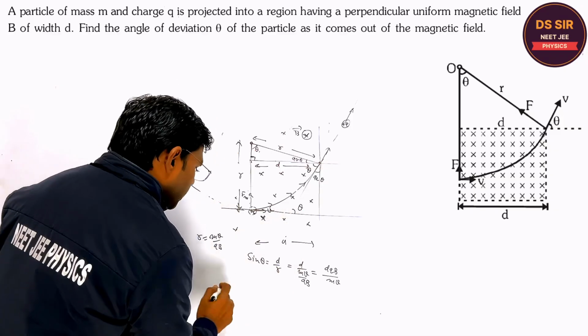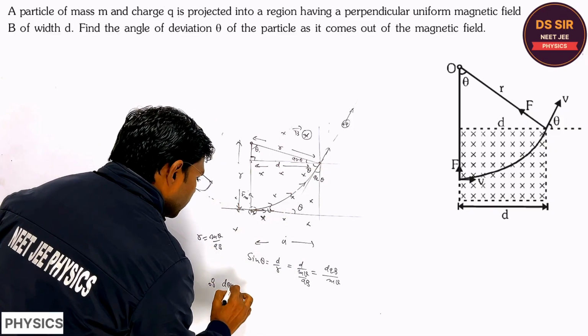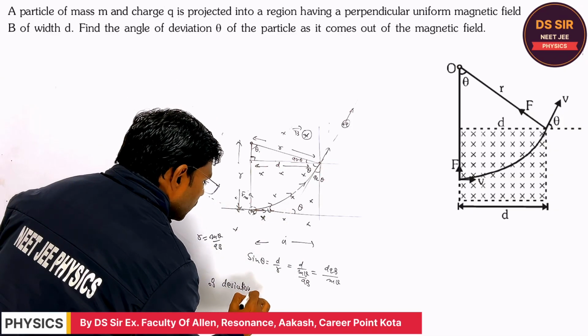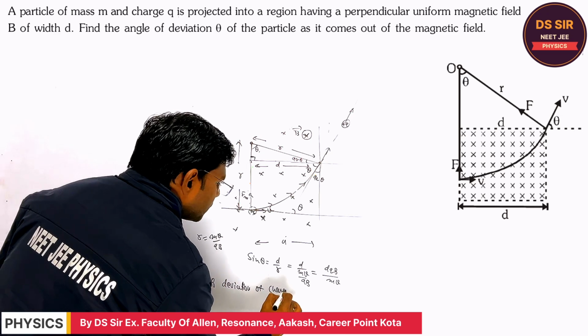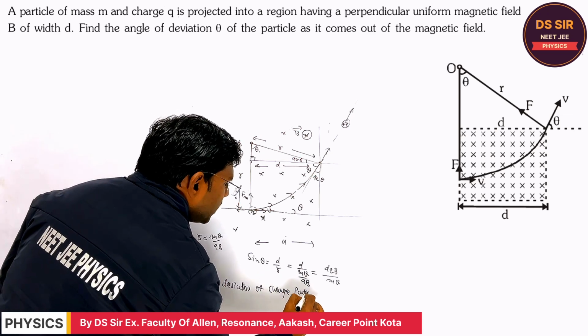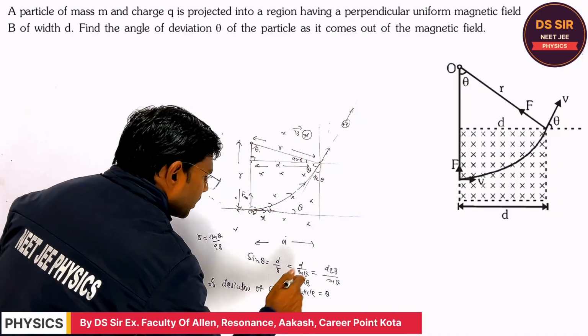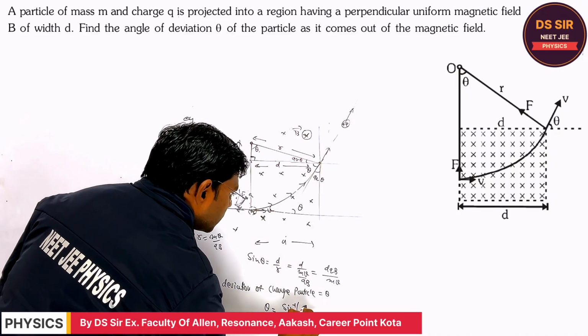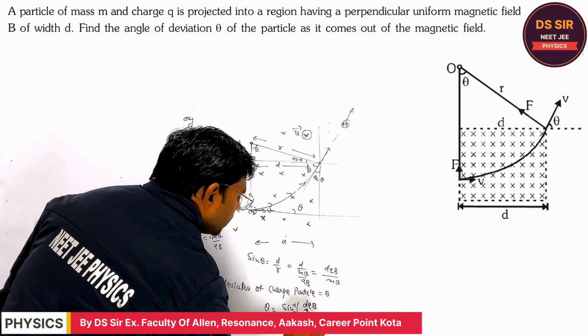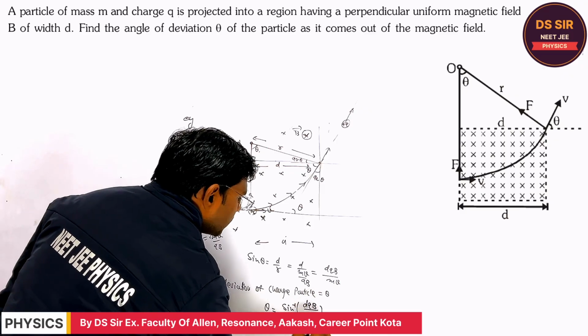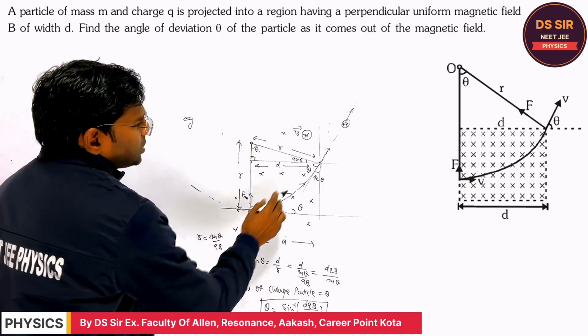So what is the deviation? Therefore, the deviation of the charge particle is theta. And from here it is sine inverse of qdB upon mv. So this is the deviation of the charge particle.